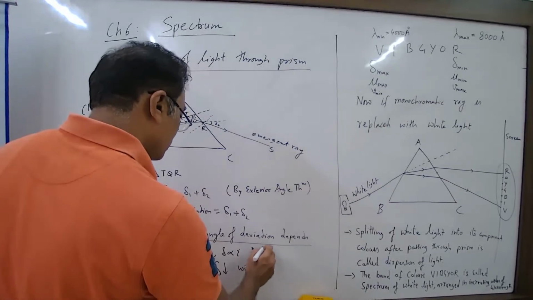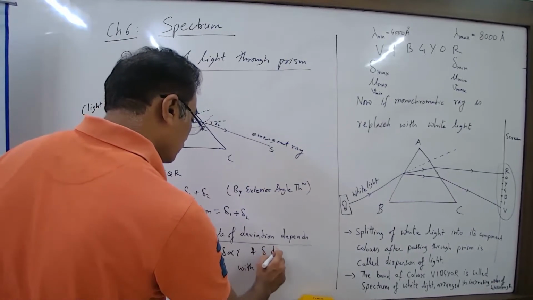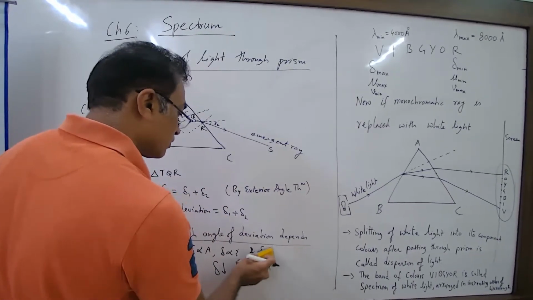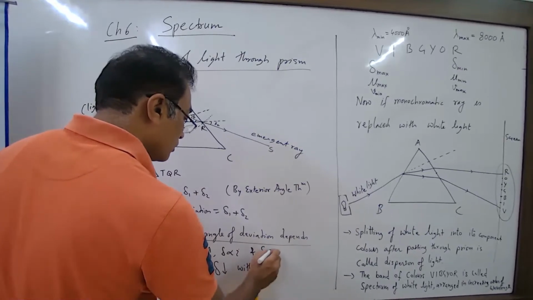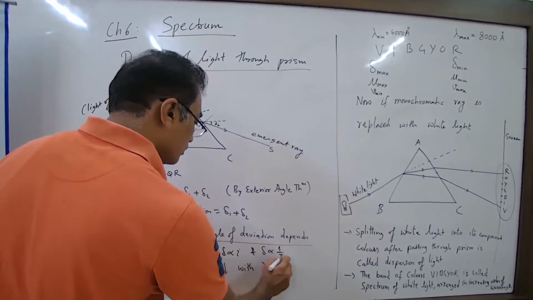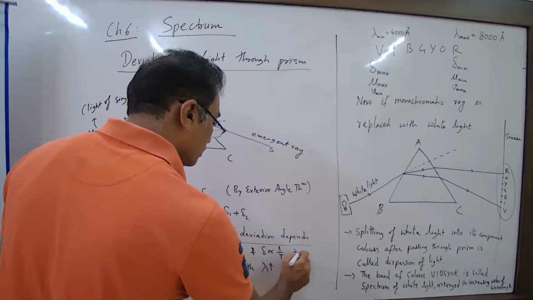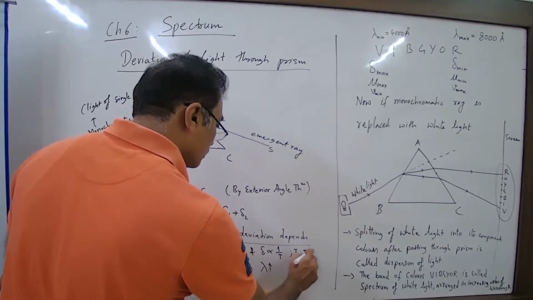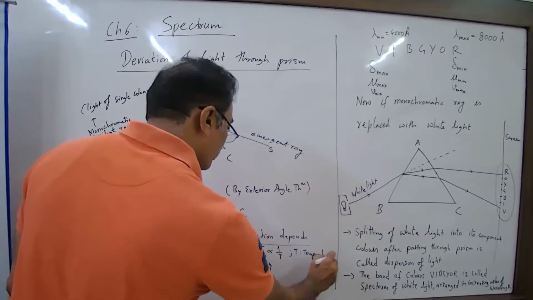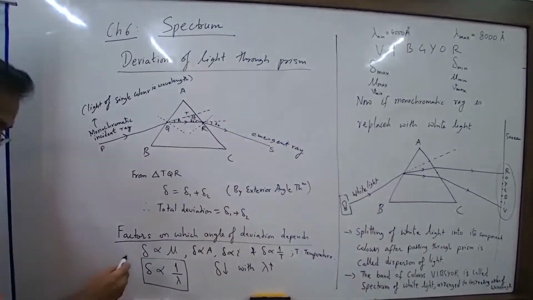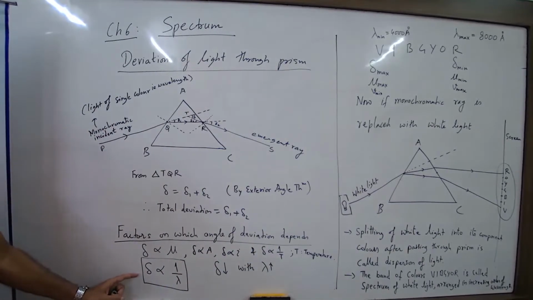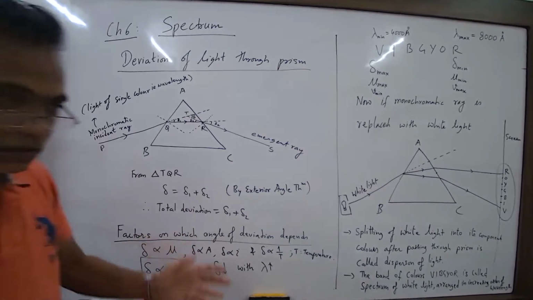And depends on, so inversely dependent on temperature. So this. Right. So 1, 2, 3, 4, 5 factors are mentioned, but we are interested only in the wavelength part to understand deviation. Okay. Ultimately, all will give the same result.